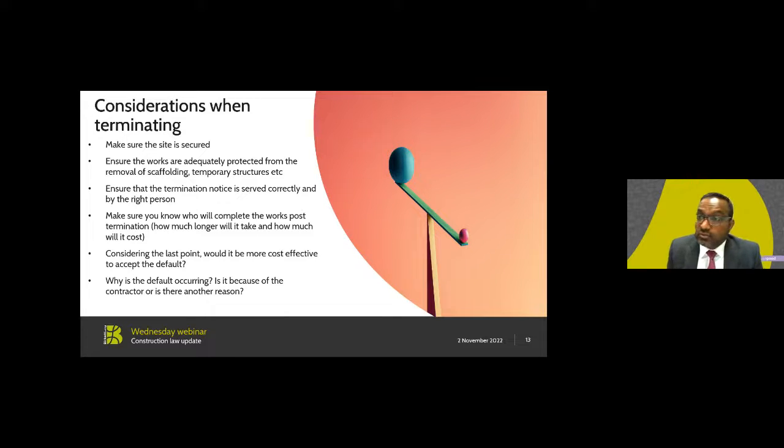So what are the considerations when terminating the JCT contract? These are the factors that you will need to consider when terminating your contract. Make sure the site is secured. Ensure that the works are adequately protected from the removal of scaffolding and temporary structures. Ensure that the termination notice is served correctly and by the right person. Make sure you know who will complete the work post-termination and how much longer it will take and how much it will cost.